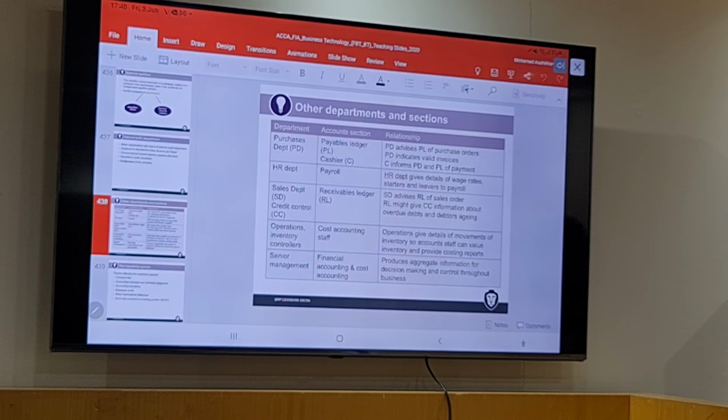Other departments and sections: purchase department, HR department, sales department, operations of inventory controls, senior management. And account section: payables and ledger, cashier, payroll, receivable ledger, cost accounting staff, financial accounting and cost accounting. And what are the relationships? Purchase department advises purchase ledger orders. Purchase indicates valid invoices. Cashier informs purchase department and purchase ledger people. Like that.